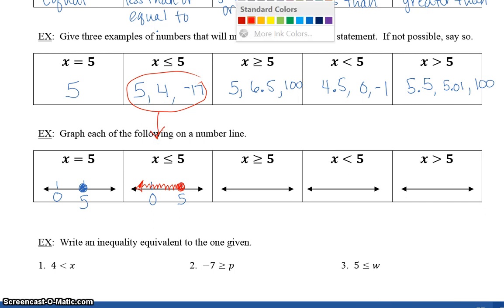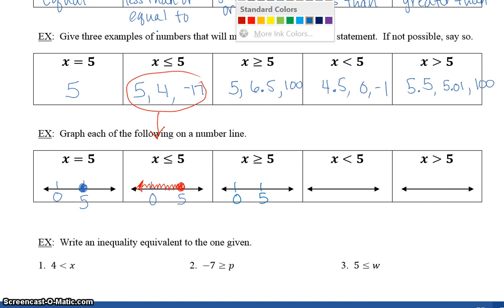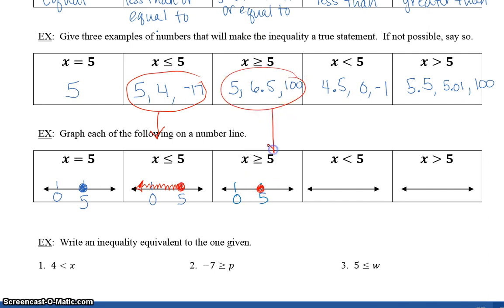So for the next one, x is greater than or equal to 5, if we have 0 and we have 5. Again, 5 is going to be included. But this time, all of these numbers, in order to be in the shaded region, would be to the right. That's the direction where the larger numbers are.